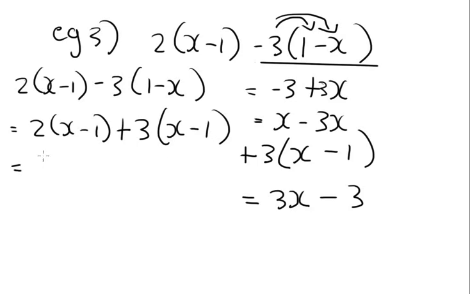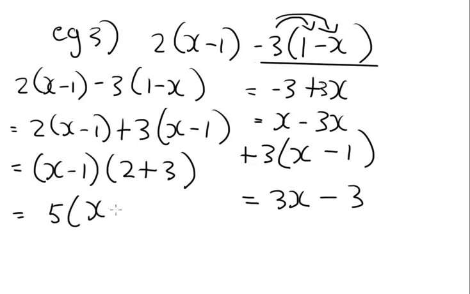And so now I can follow the similar step that I did earlier. I take out x minus 1 as a common factor, and I'm left with 2 plus 3. Remember, it's that whole expression there. Term 1 divided by my highest common factor is equal to 2, and then term 2 divided by my highest common factor is equal to 3. So my final answer for this one would be 5 multiplied by x minus 1.